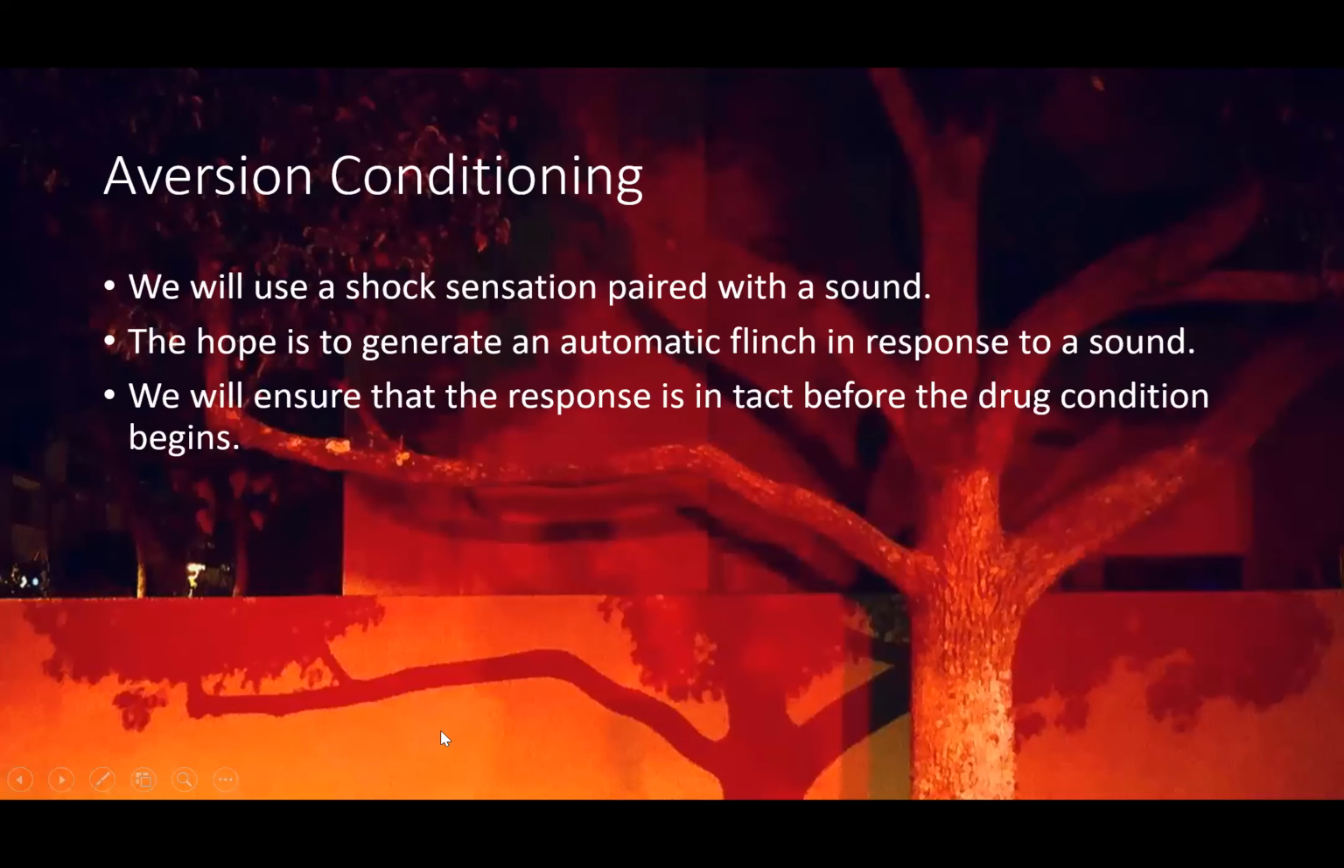Then we will do an aversion conditioning test. This will involve a shock sensation paired with a sound. The sound will occur very shortly before the shock is administered, maybe like 20 milliseconds before, so that the sound paired with the shock will create an anticipatory effect, so that when they hear the sound, they will anticipate that they will be shocked soon after.